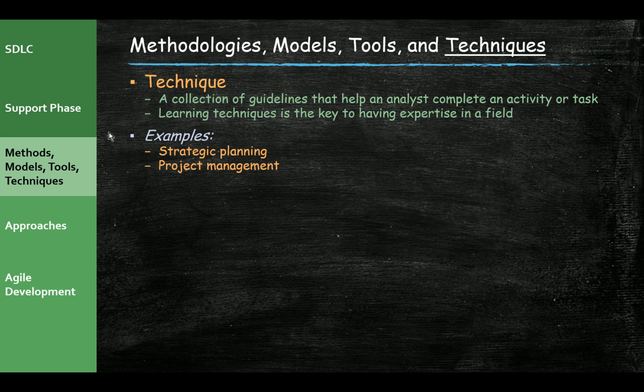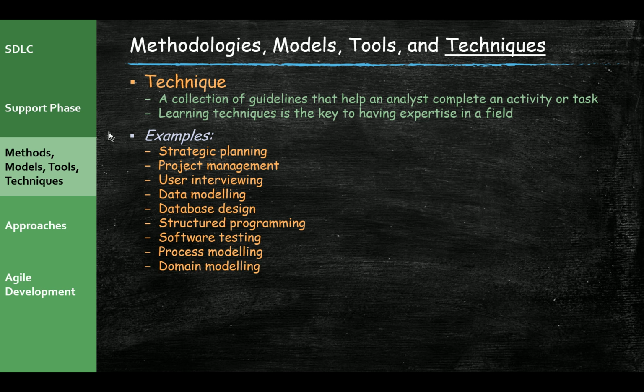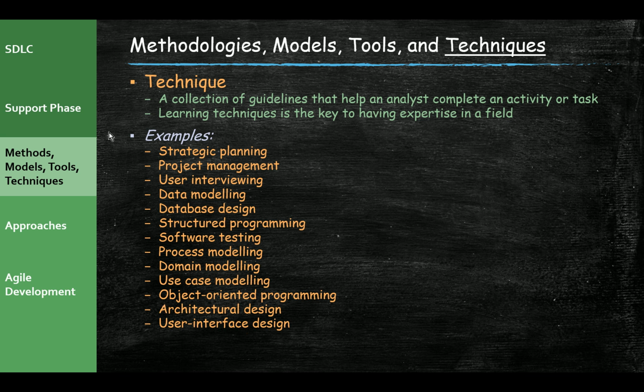So examples are strategic planning, project management, user interviewing, which we talked about, data modeling, which we talked about, database design, which we're going to talk about in the next unit, structured programming, software testing, process modeling, domain modeling. We talked about all that stuff already, and use case modeling, and then object-oriented programming, which we don't talk about in this class, but there are other classes that you will take or have taken to cover object-oriented programming. And then architectural design and user interface design, which we do talk about in this course, and we already talked about both of those. So those are examples of the techniques that we use for systems analysis and design.